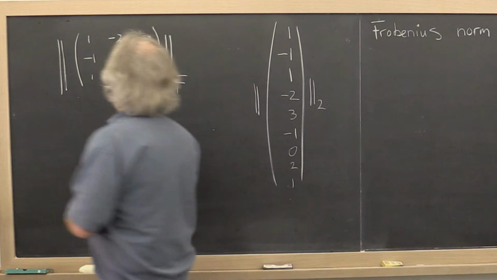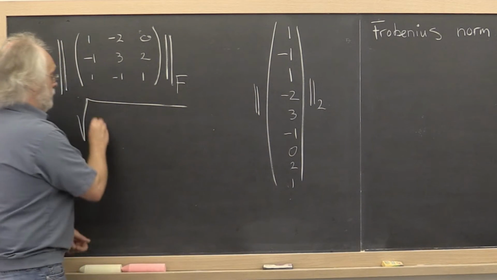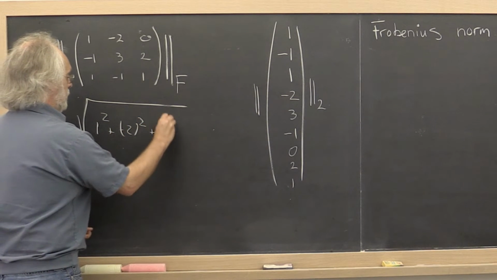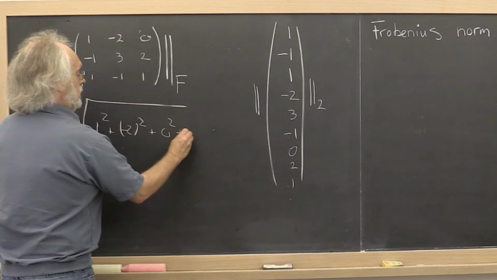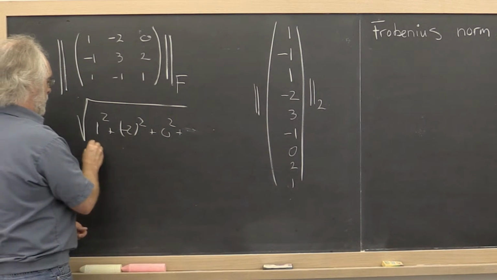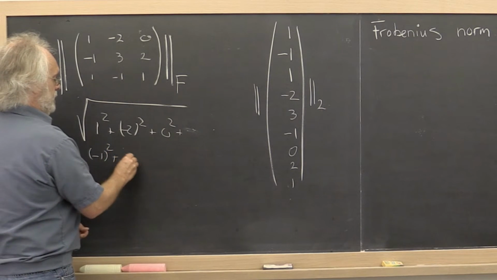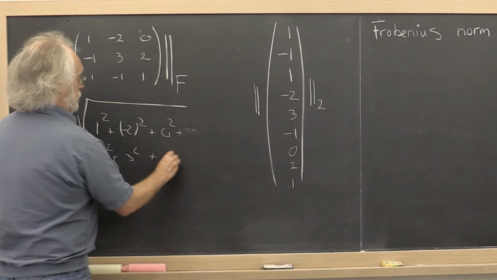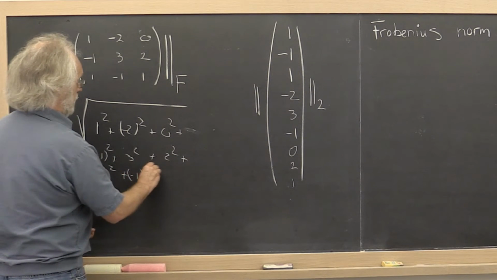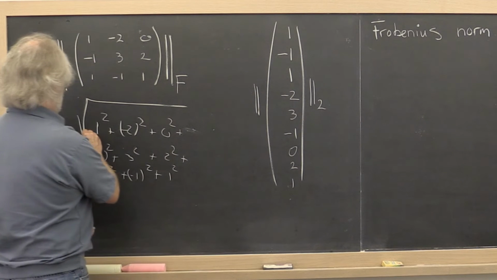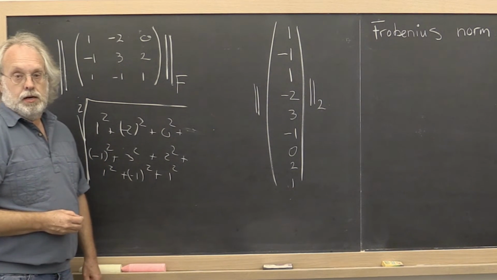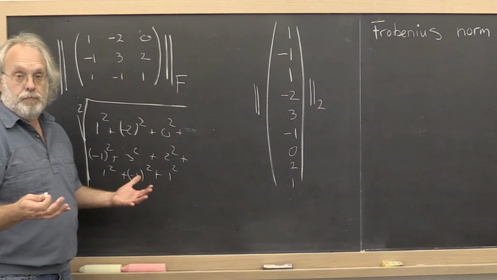Okay, so it's the square root of 1 squared plus minus 2 squared plus 0 squared plus minus 1 squared. Well, you might even want to put it over here. Minus 1 squared plus 3 squared plus 2 squared plus 1 squared plus minus 1 squared plus 1 squared. Square root. All right? Very simple.